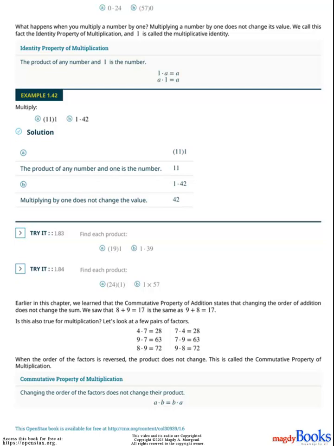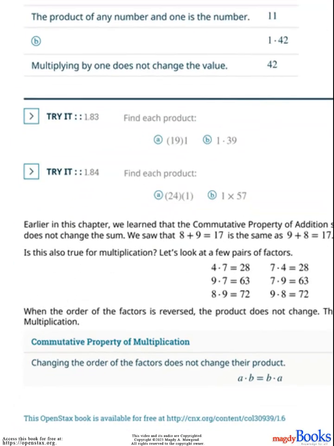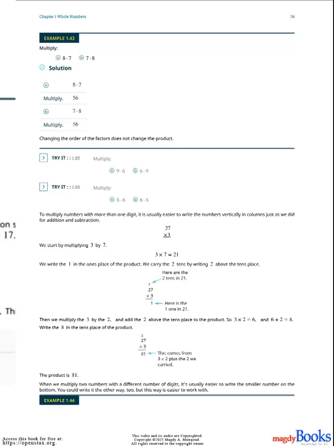This is called the commutative property of multiplication. Commutative property of multiplication: changing the order of the factors does not change their product. a · b equals b · a.